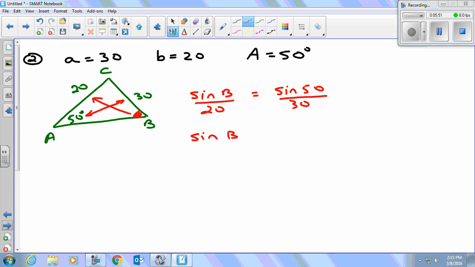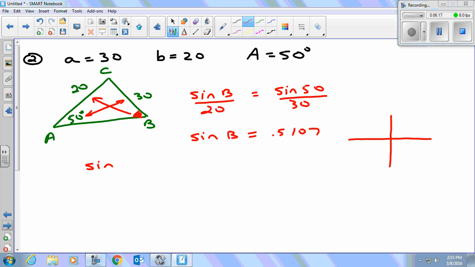And if I use my calculator, I'll get sine B equals 0.5107. And that's a reasonable number for sine B, because it's always between -1 and 1. It's important to remember, with your knowledge of the unit circle and angles in standard position, that there can possibly be two angles that have this sine.